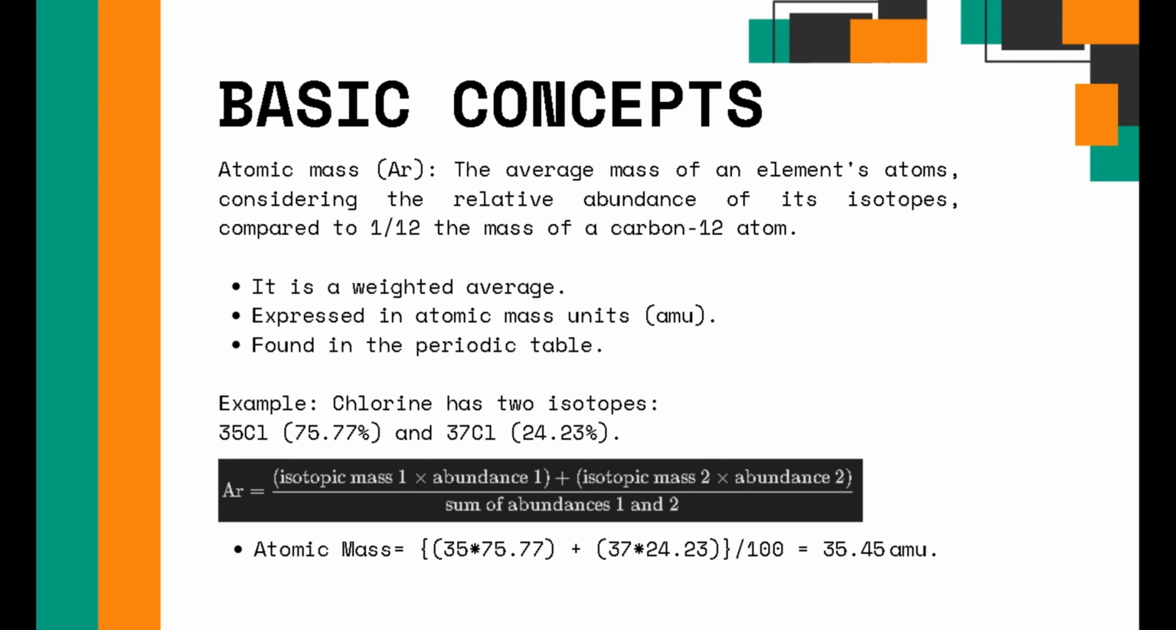To calculate the atomic mass, we use the formula on the screen. We multiply the mass of the first isotope with its abundance, then multiply the mass of the second isotope with its abundance, then add both the answers. Finally, divide by the sum of abundances, which always sums up to 100. If it's not adding to 100, then there's probably something wrong or you missed something in the question. Go back, read it again. And when we apply this formula for chlorine isotopes, we get 35.45 as the atomic mass for chlorine, which can also be seen in the periodic table.